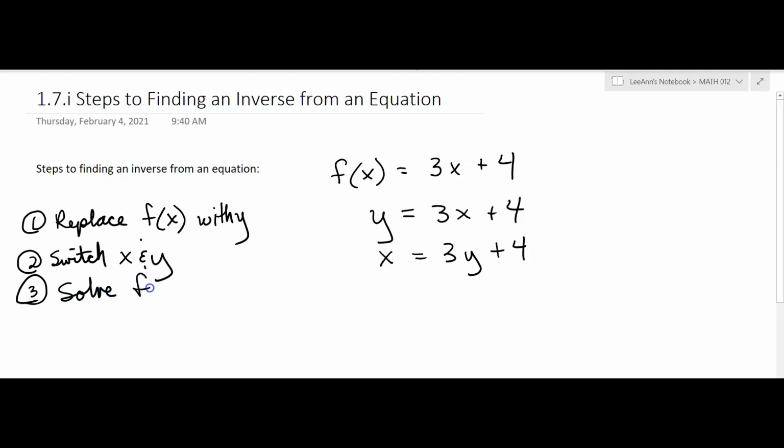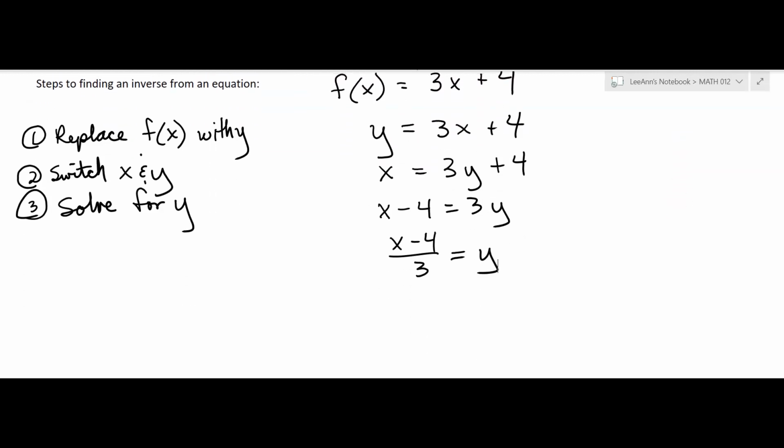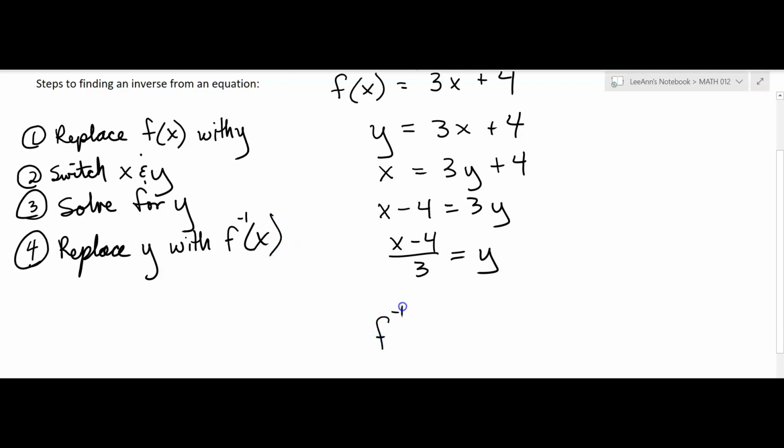Step 3, this is where the math work comes in. Solve for y. Okay, in this case then I would subtract 4, I'd divide by 3 to get y by itself. Okay, and you could write that as 1/3 x minus 4/3 if you wanted to, but I'm just going to leave it that way. Then the last thing we do is we replace y with f inverse of x. So I'm going to write this as f inverse of x equals x minus 4 over 3.